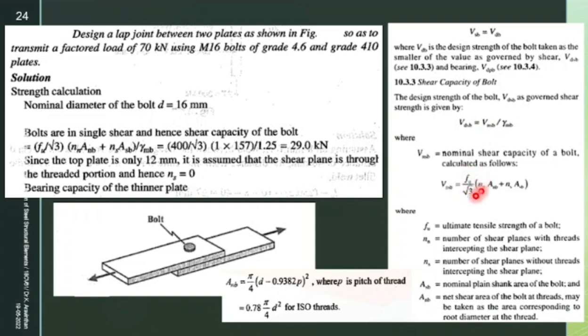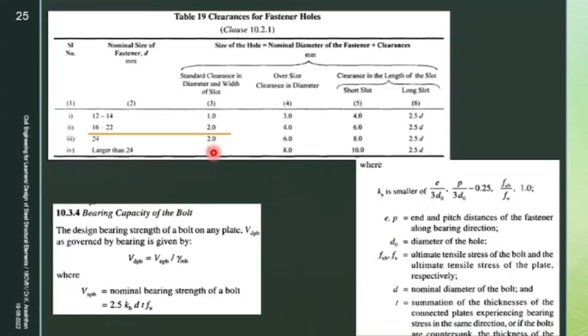Now after multiplying this, you will be dividing by gamma M. Material safety is 1.25, yes or no? So you have that material safety and you can take that 1.25 and your answer will be 29 kilonewton. You will be getting this in terms of Newton, you have to make it as kilonewton. Next component is bearing capacity of the bolt. Now comes the second formula, which is bearing capacity.